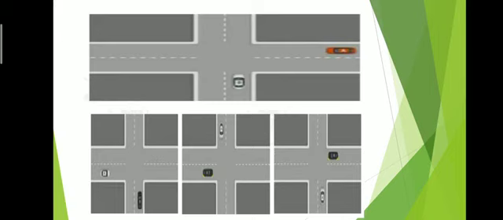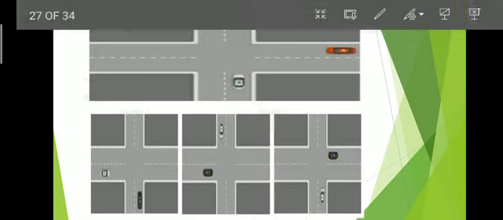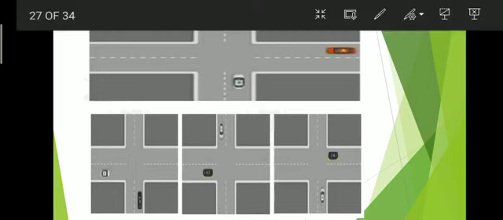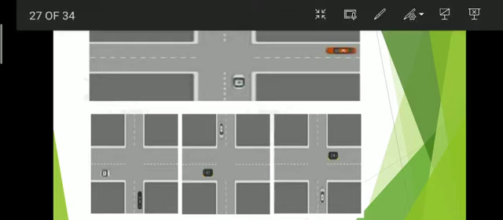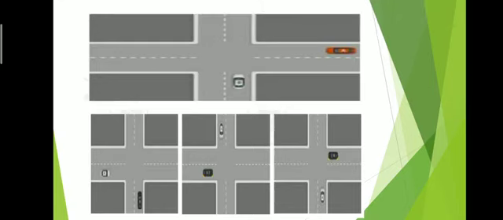See here, vehicle B approaches the intersection first, so it will go first. In these 3 figures, the black car has to go first because the black car is always on the right. In the first, the black car is on the right of the white car, so it will go first. Similarly here also, the black car is to the right of the white car, so the black car will go first.